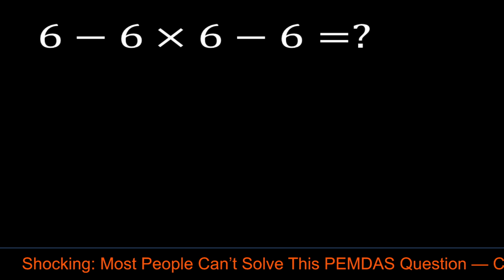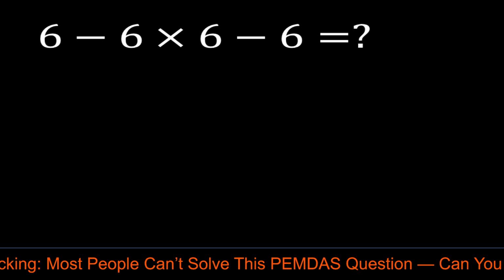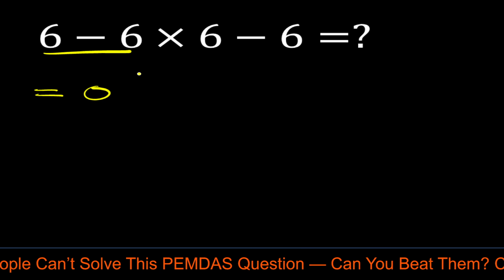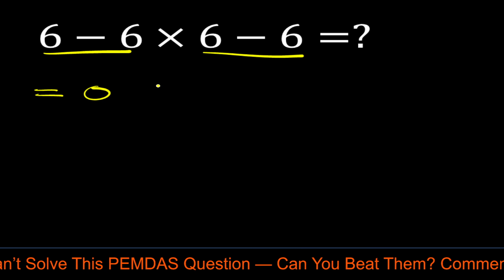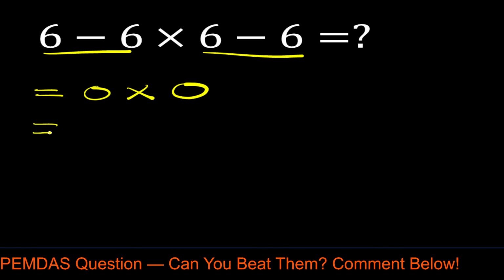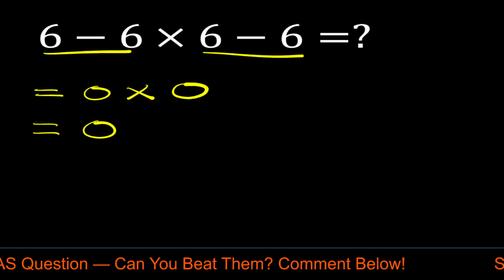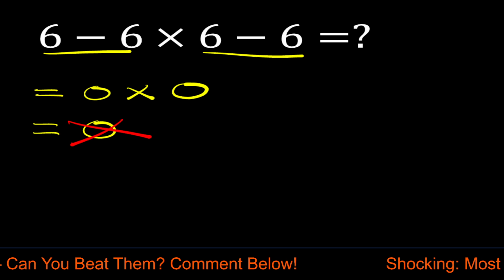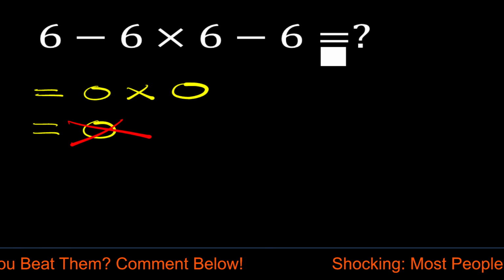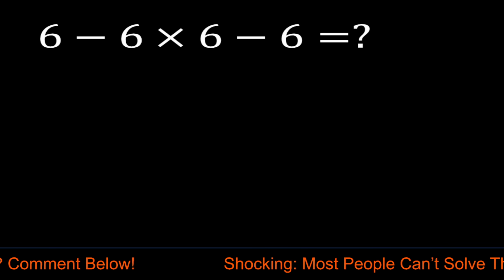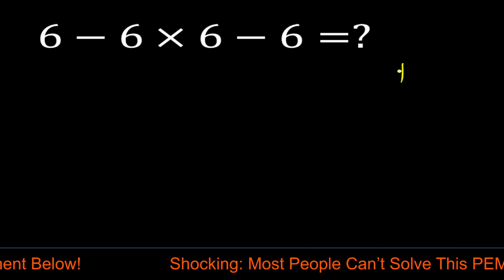So most people solve this question like 6 minus 6 is equal to 0. Then again 6 minus 6 is equal to also 0. Now 0 times 0 is equal to 0, right? But here this answer is not correct. This answer is completely wrong. So now let's solve this problem correctly by using the PEMDAS rule, right?